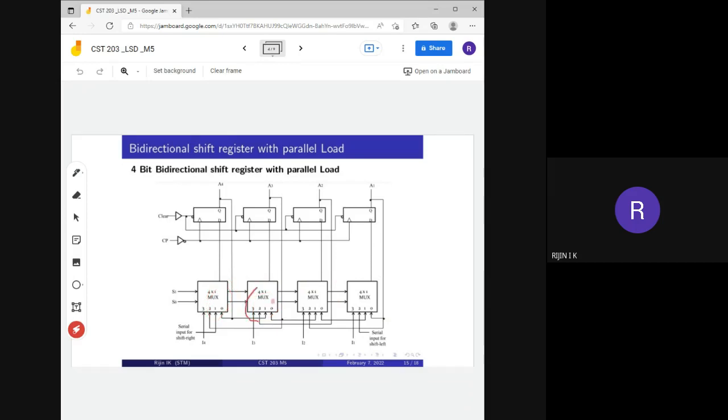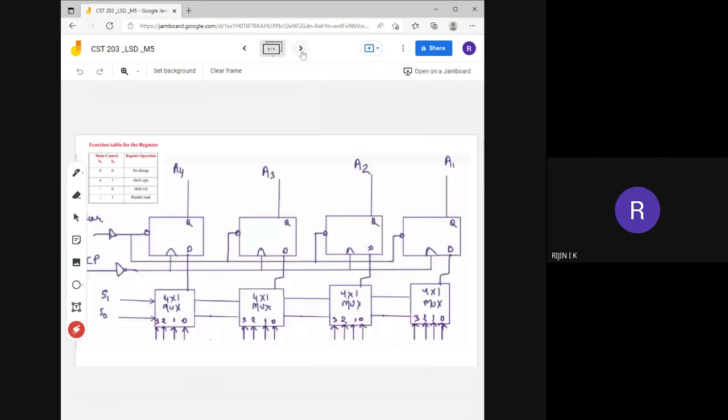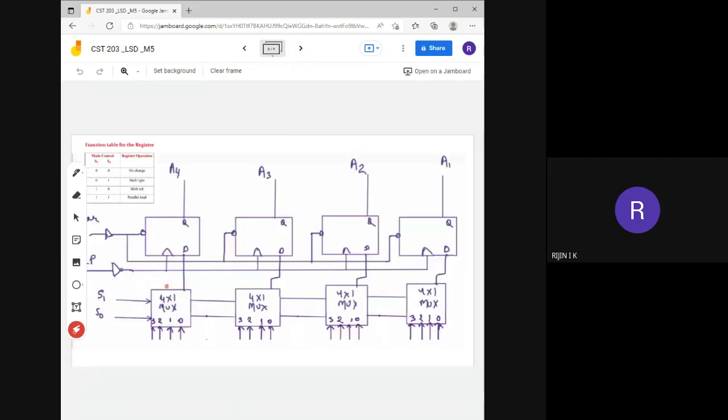Actually, what is a multiplexer? What do you mean by a multiplexer? Anybody? We have used 4 multiplexers here, but what is the use of a multiplexer? So this is the 4 D flip-flops we have used. The clock is connected here, the clear signal is connected here. So we have used 4 multiplexers.